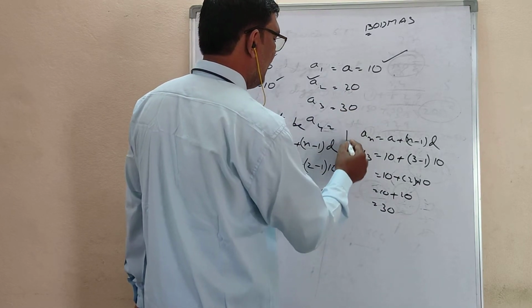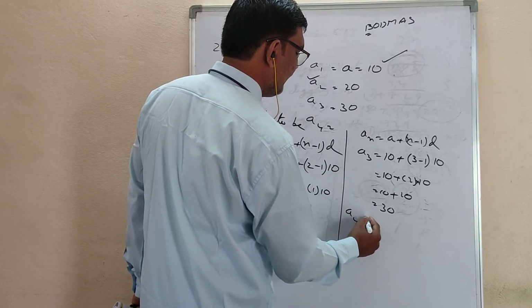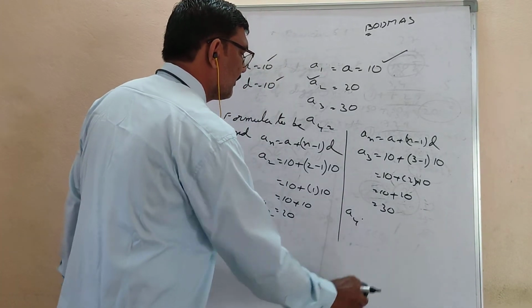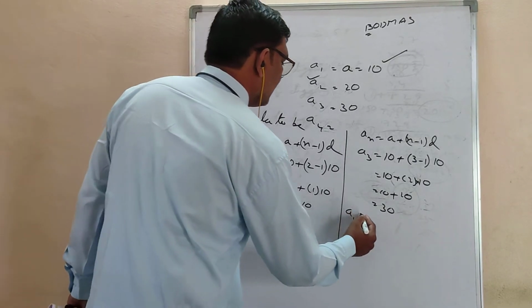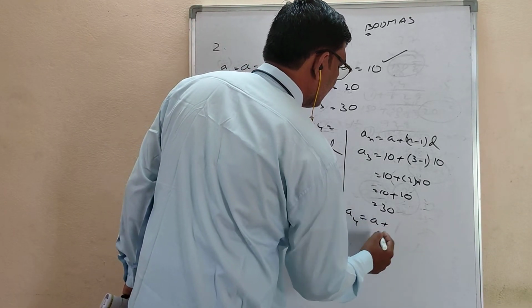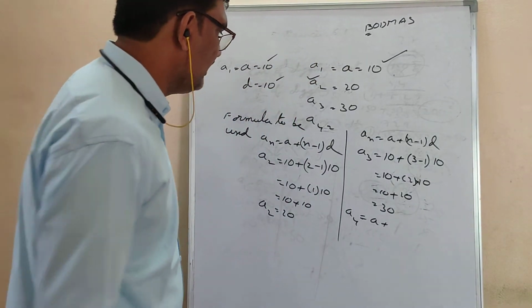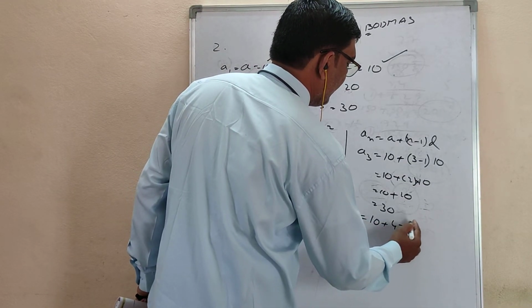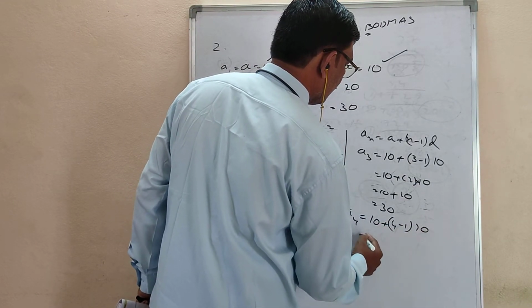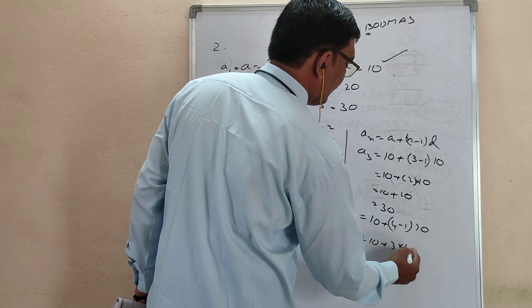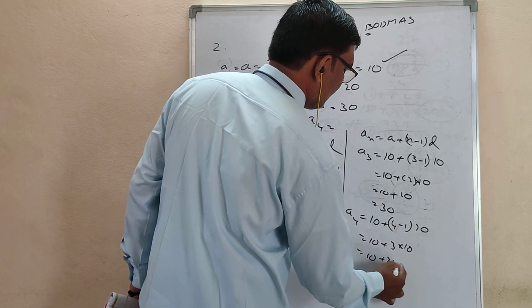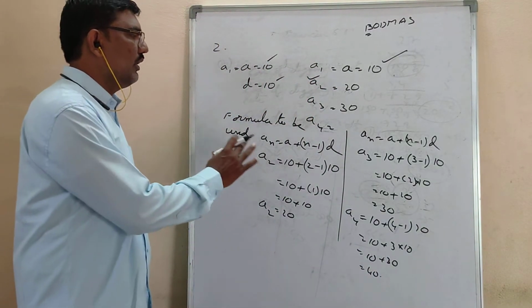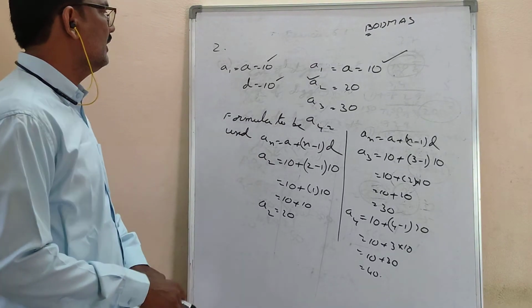Now I want A4. It is very easy. A4 is equal to A plus, A means again no need of writing A, you can write 10. So 10 plus 4 minus 1 into 10. 10 plus 3 into 10. 10 plus 30. How much did you get here? 40. So like this you have to do the problem.